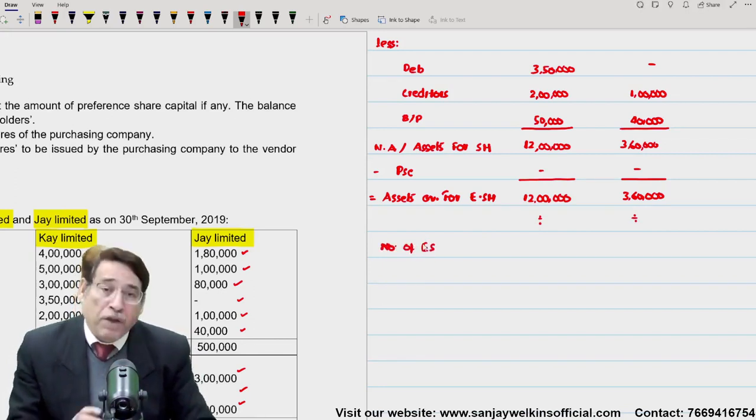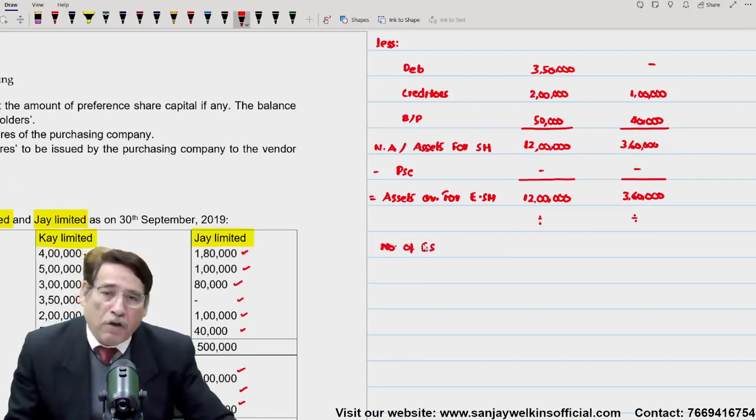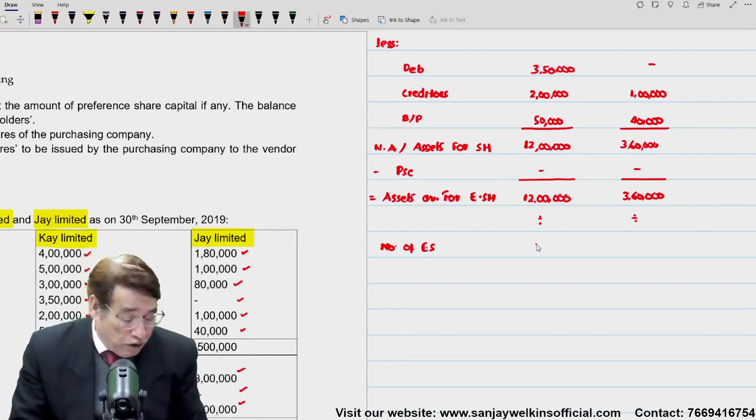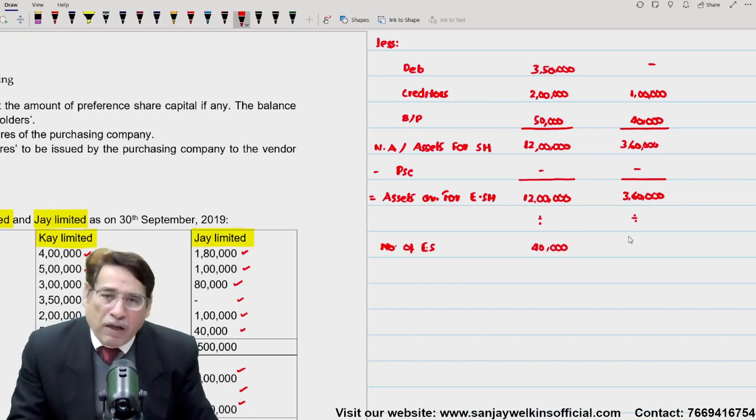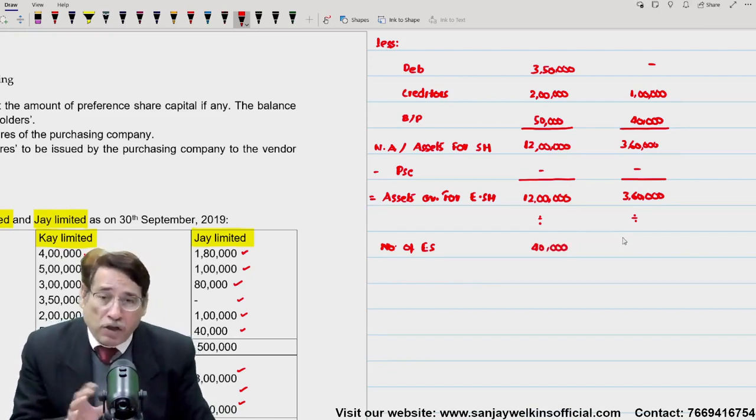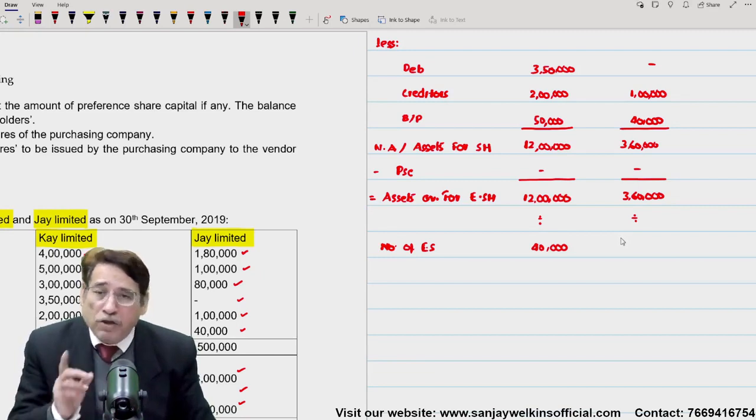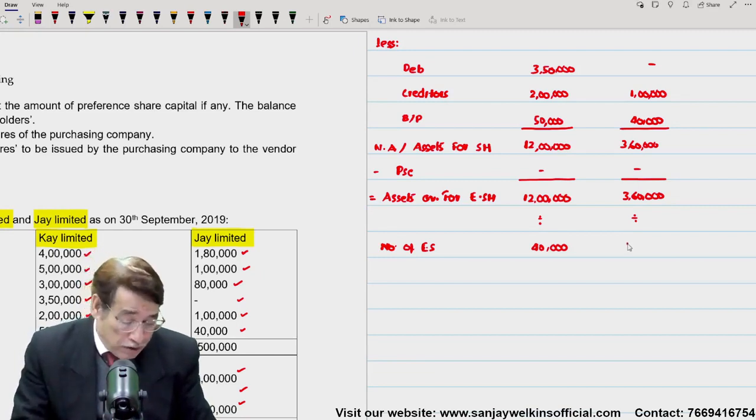Now see here, in the balance sheet, share capital of purchasing company or acquired company K Limited is 4 lakh and one share is of 10 each. So we may safely conclude that number of equity shares is equal to 40,000. While as far as acquiree company J Limited is concerned, its total share capital is 1,80,000. One share is of 10 each. So number of shares is equal to 18,000.